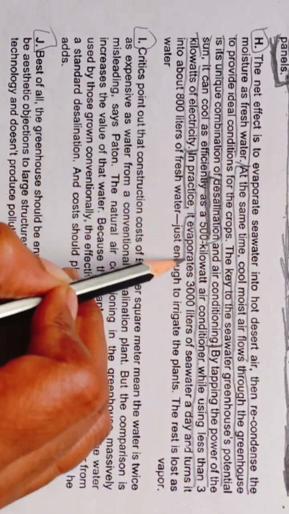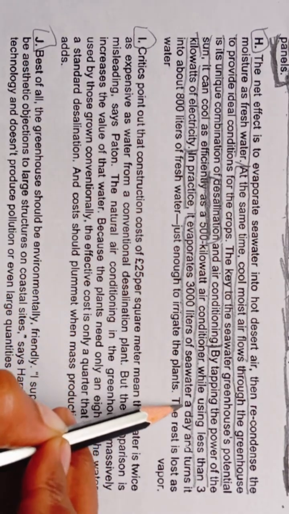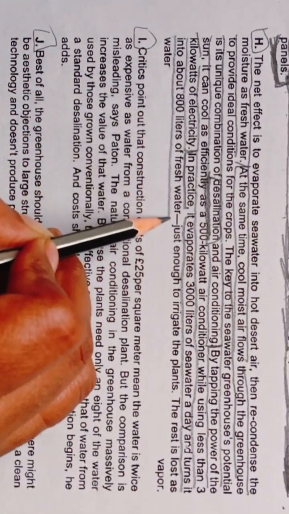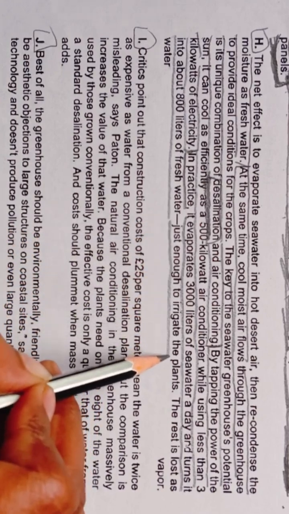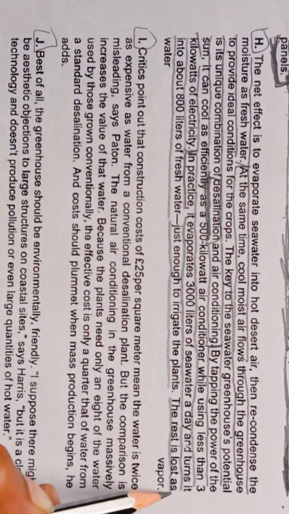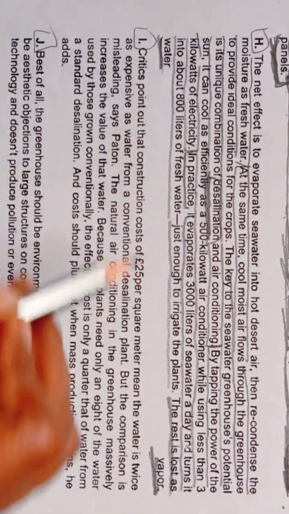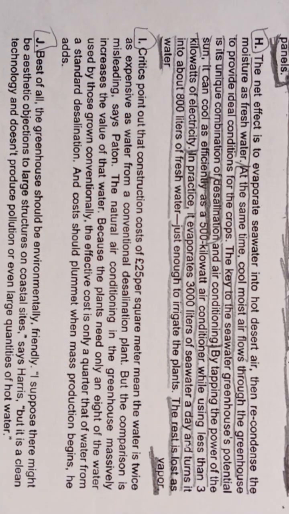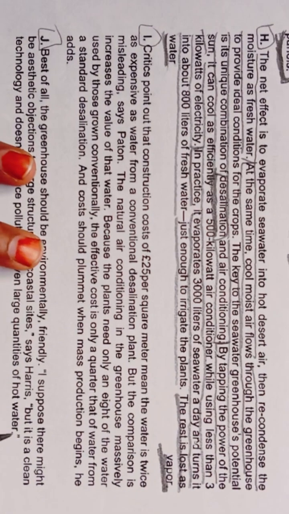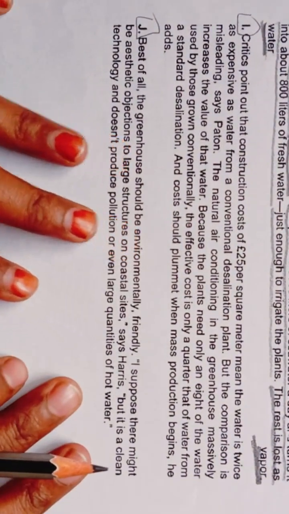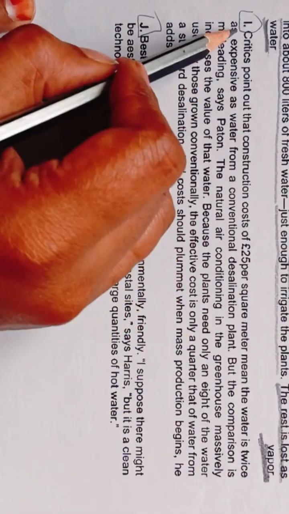In practice, it evaporates 3000 liters of seawater a day and turns it into about 800 liters of fresh water, just enough to irrigate the plants. The rest is lost as water vapor. Okay, but we are not getting any of our answer. Okay, so we will move forward with our I paragraph. Okay, let's quickly read it.